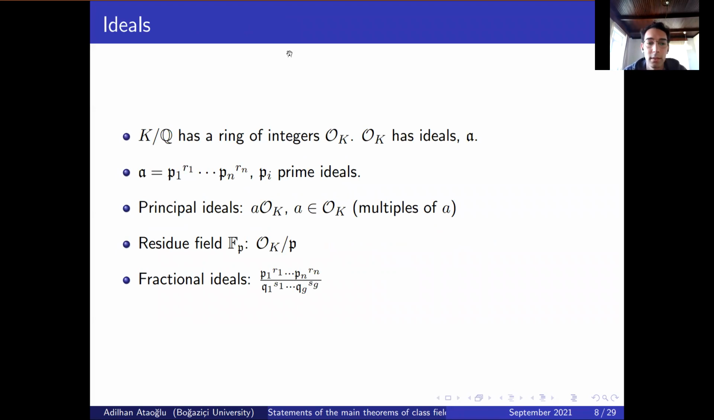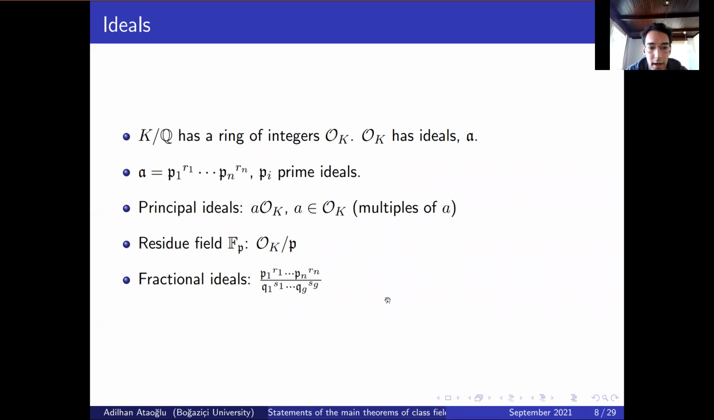A number field has a ring of integers. This ring is a Dedekind domain, and hence any ideal has a decomposition into unique prime ideals. We call an ideal a principal ideal if it is generated by a single element. And since this ring is a Dedekind domain, every prime ideal is a maximal ideal. If we take this quotient, we will have a field, which is called the residue field.